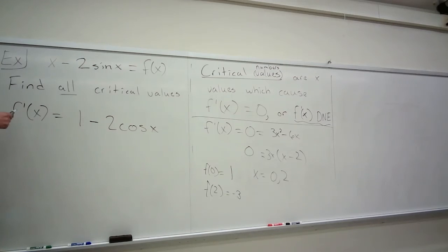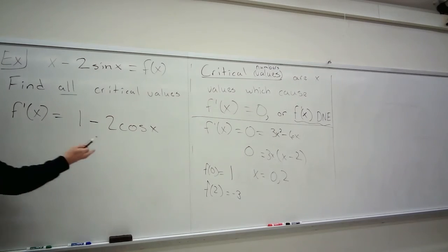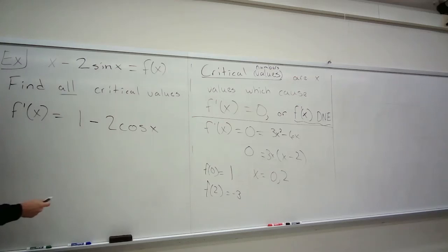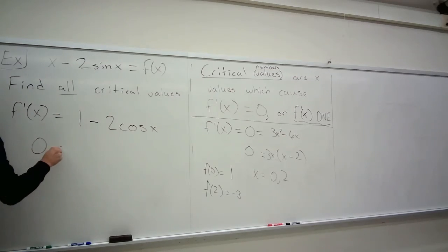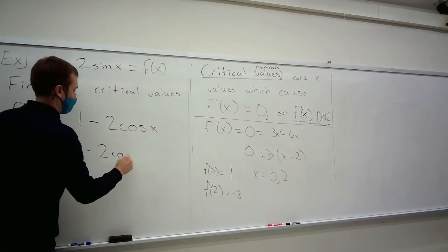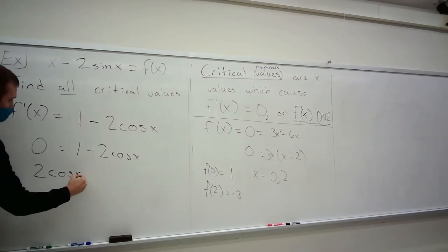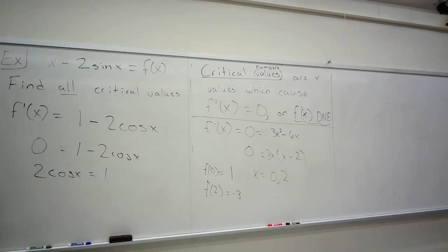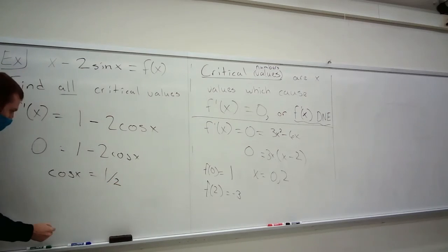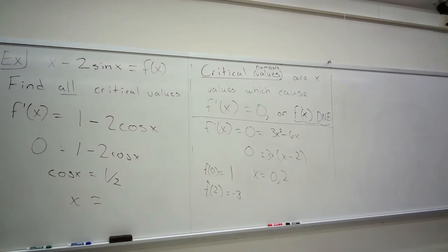Anyway, here we go. To find critical values, we found the derivative, now we set it equal to 0. Solving, we get this step. Solving one more, we get cosine is 1/2. So the critical values are anywhere the cosine is 1/2.